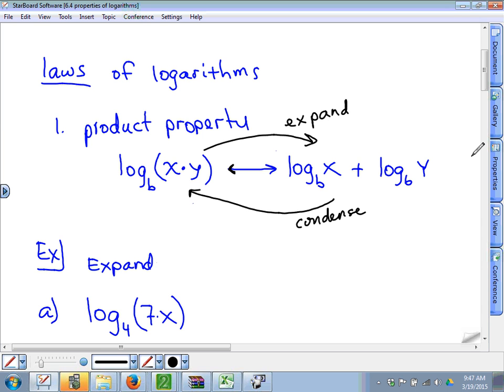Log base 4 of 7 times x. Come on now. Use the product property. Expand it into separate logarithms. Turn to your neighbor. Discuss what you got.